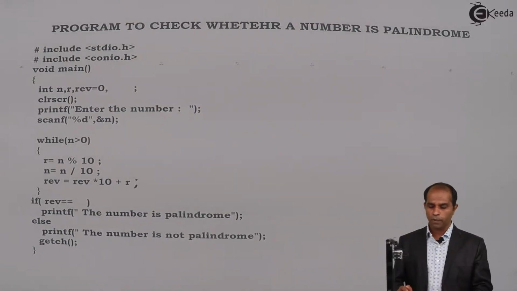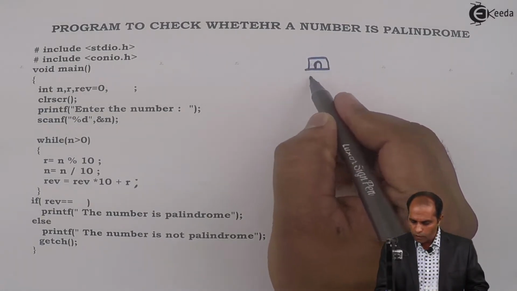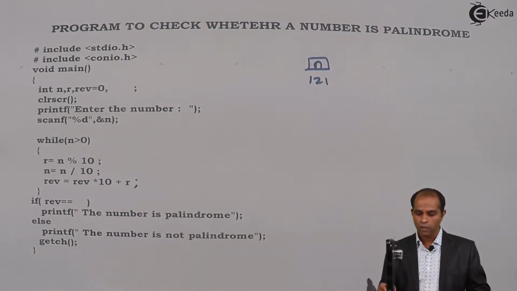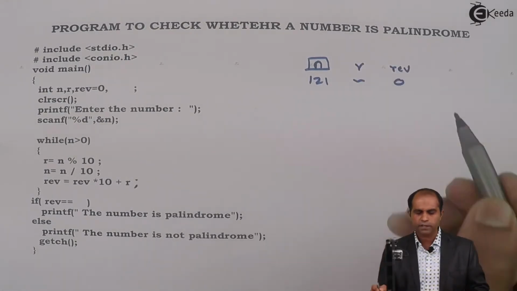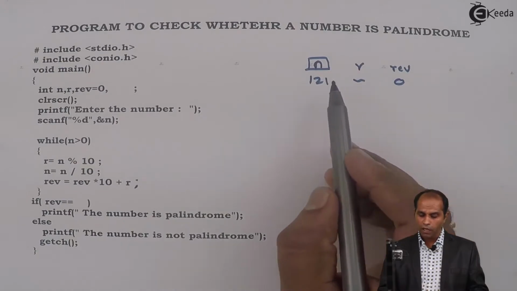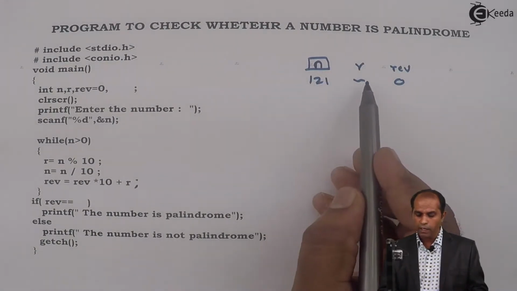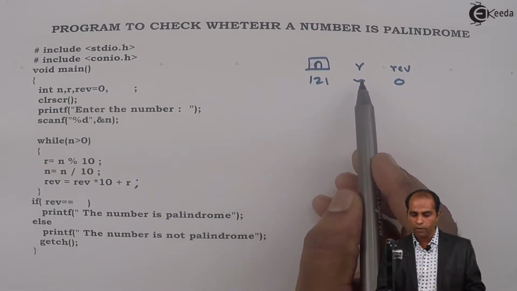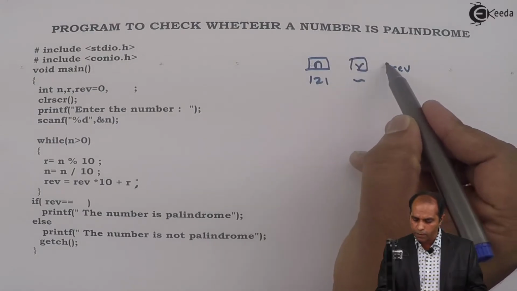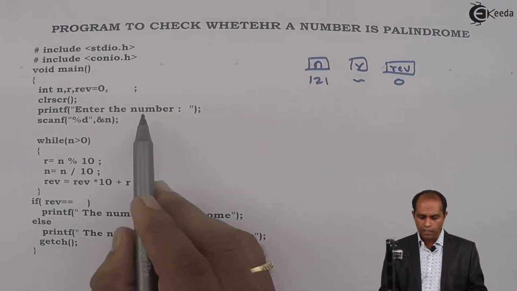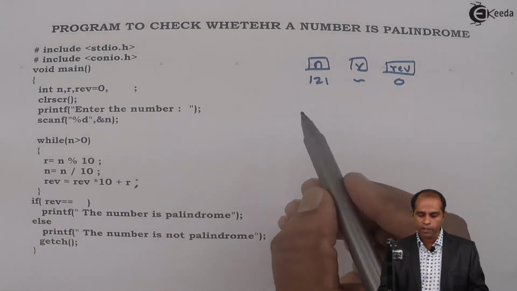Let's take the number n as 121. Your r is initially garbage and you have taken rev as 0. We have seen how exactly the operation goes internally. So n is 121, r is garbage, rev is 0. Let's start and evaluate these expressions. I'll ask you to enter a number, which has been entered as 121. So, while n greater than 0, 121 greater than 0, true.